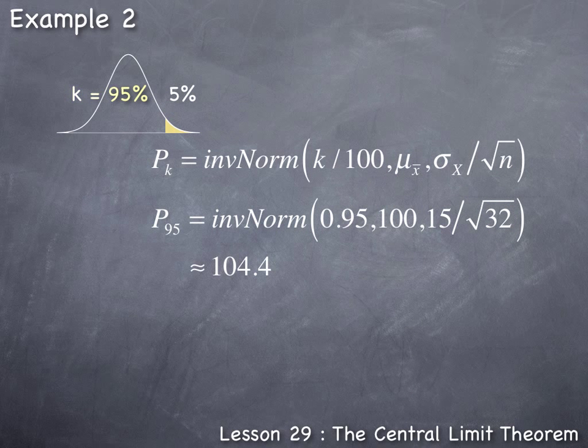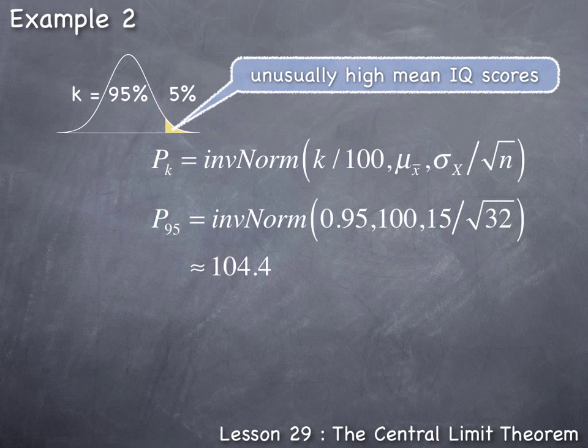So, IQ scores that are 104.4 or higher would fit the criteria of being an unusually high mean IQ score, because these are IQ scores that have a probability of occurrence of being either 5% or less. Now, the mean, which is the center or balancing point of the data, is a continuous value, so we need to carry the extra decimal place for accuracy.